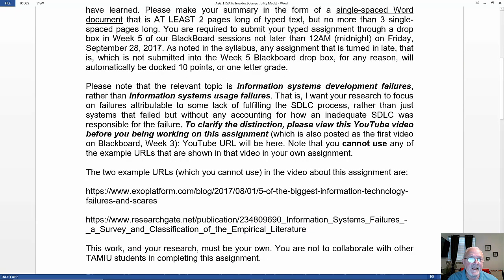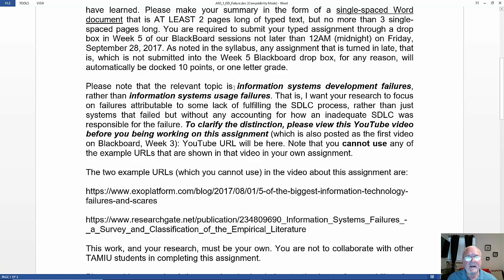That should say 2018, not 2017. I'll edit that. As noted in the syllabus, any assignment that is turned in late, that is, it's not submitted into the Dropbox by that time for any reason whatsoever, will automatically be docked 10 points or 1 letter grade.